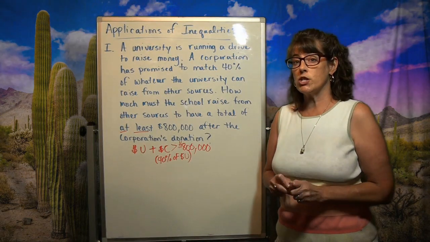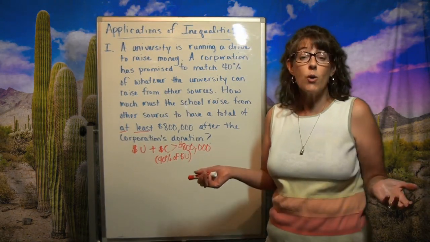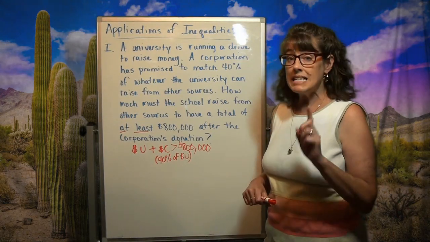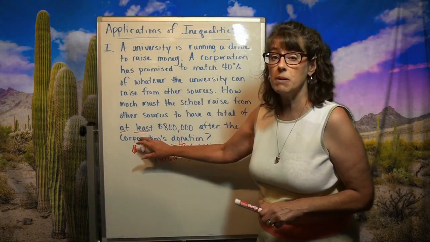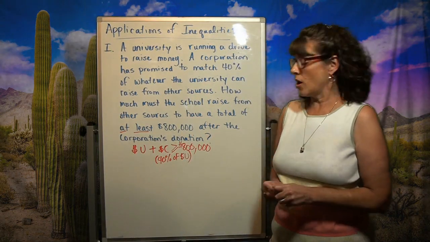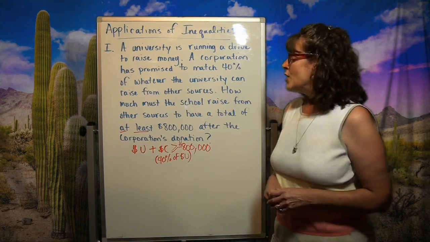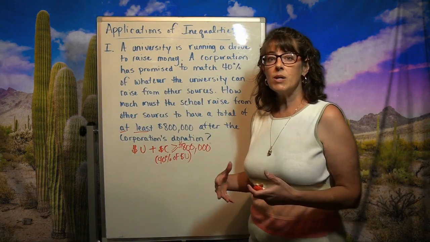Now, one more question. Is it okay for it to be $800,000? In other words, is it okay for it to be equal to? Yes, that's what at least means. At least means bare minimum, I want $800,000, so the equal to part's okay, but bigger is going to be even better. So now we've got this idea of what's happening.